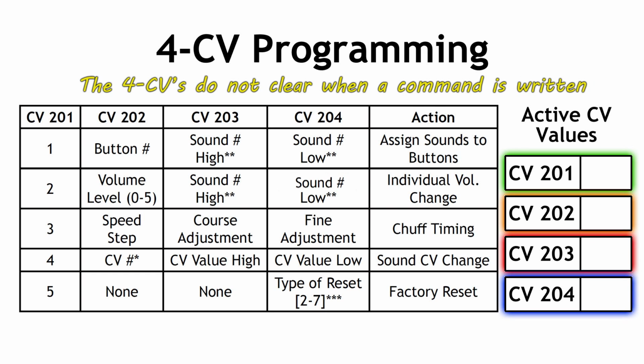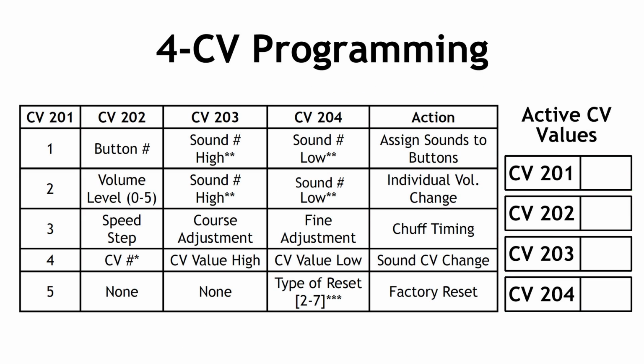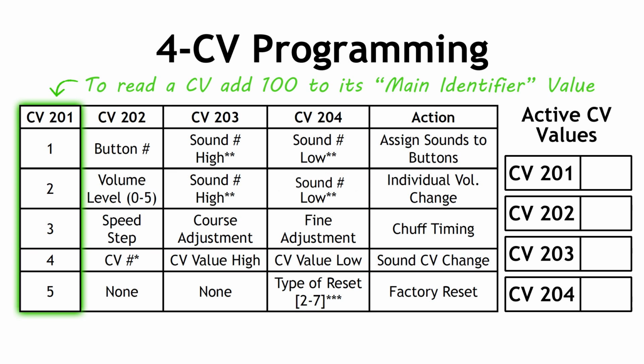Also note that the decoder remembers the values you put into the 4 index CVs, so once you set up the identifier in CV201, you don't need to do it again until you choose to do a different type of programming. Reading CVs works in the same way. To read a CV, add a value of 100 to the value corresponding to its write value.